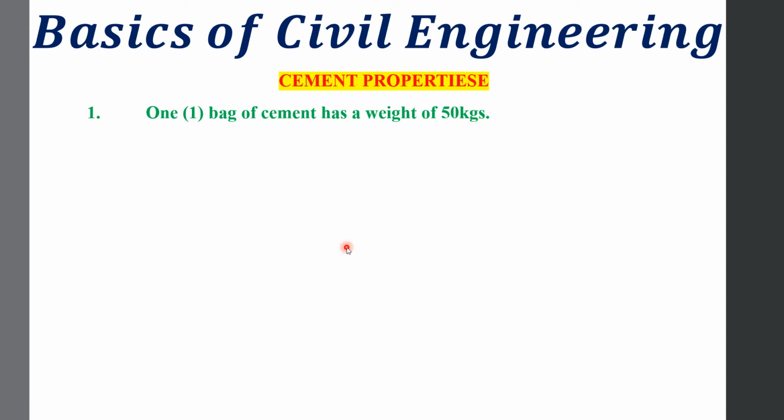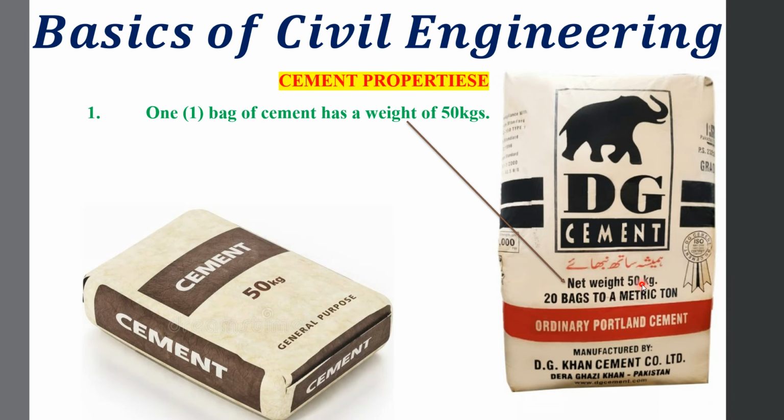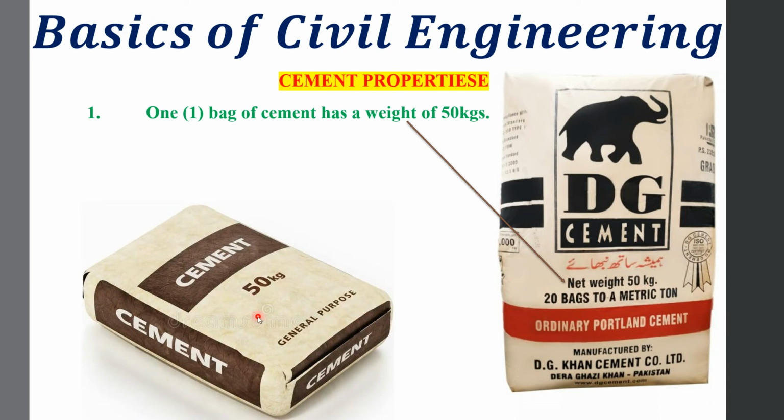So the next thing which many of us don't know is, you can see in the figure that over here it is written as net weight of the cement bag is 50 kg. This is cement type in Pakistan, DG cement. And the next one, this is a general purpose cement. Its weight is also written as 50 kg.